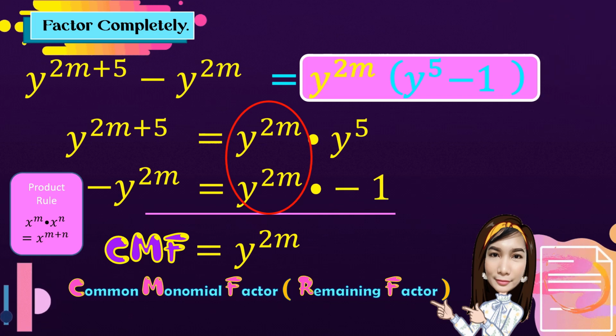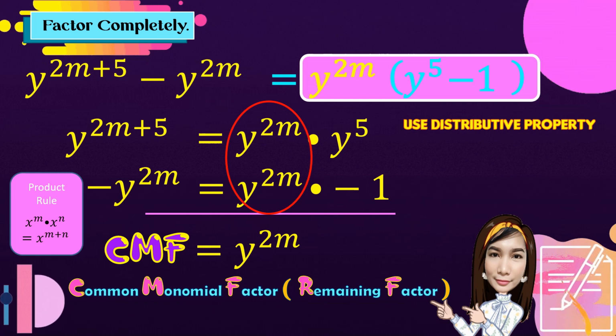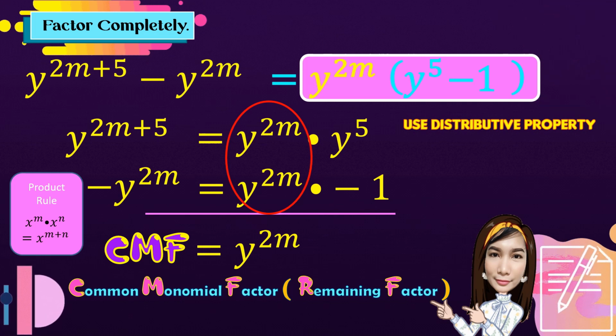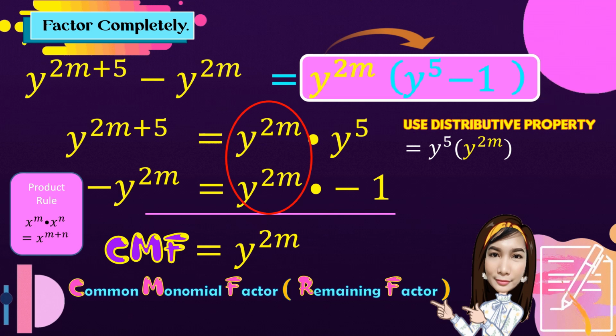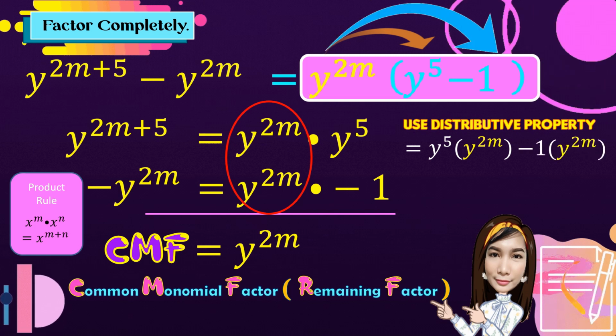Now to check if your factored form is correct, we are going to use the distributive property. We're going to multiply your common monomial factor y raised to 2m to each term of the polynomial. So let's start with the first term, y raised to 2m times y raised to 5. Next, let's proceed to the second term, y raised to 2m times negative 1.